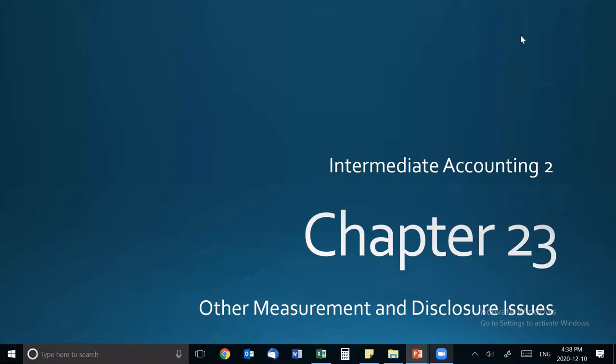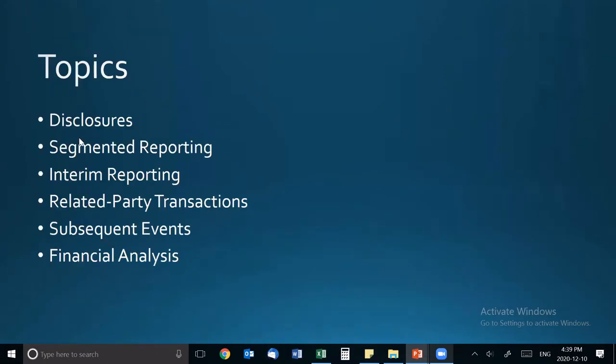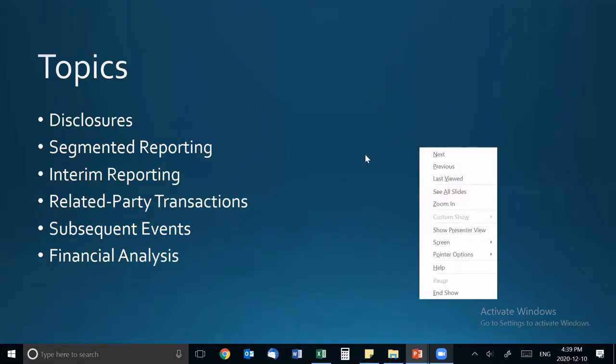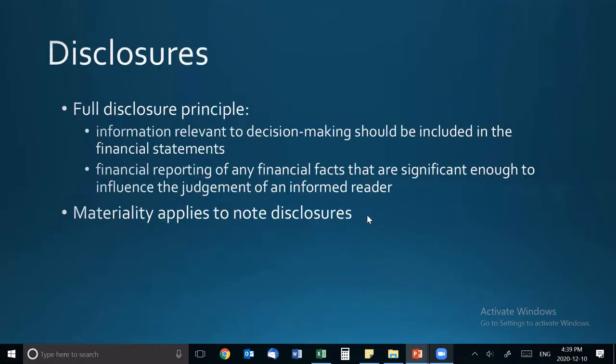Hello everyone, and welcome to Chapter 23, Other Measurement and Disclosure Issues. This chapter goes through a bunch of different mini topics or issues, and what we're going to focus on for this chapter are disclosures, segmented reporting, interim reporting, related party transactions, subsequent events, and financial analysis. Okay, so to get started, let's go into disclosures.